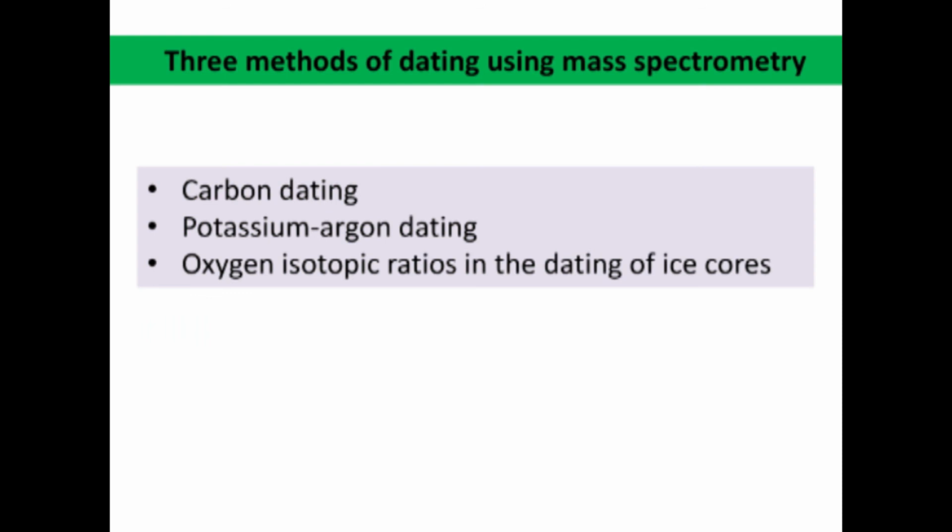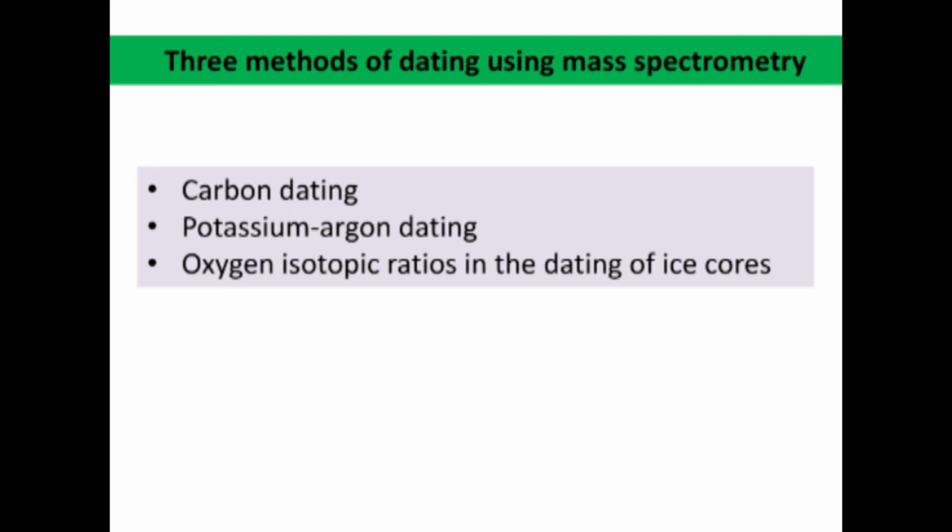Three methods of dating using mass spectrometry: carbon dating, potassium-argon dating, and oxygen isotopic ratios in the dating of ice cores. Carbon dating using the radioactive isotope carbon-14 in the dating of once living artifacts is well known, but because of its fairly short half-life, 5,730 years, it becomes less accurate for ages greater than about 10,000 years.